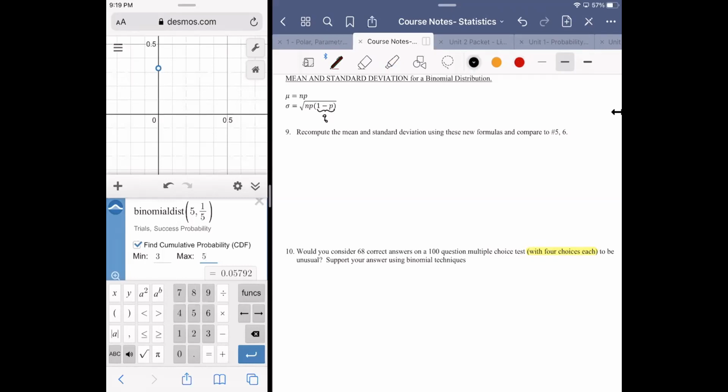So let's back it up. Mu equals NP. Sigma is equal to the square root of NPQ, or if you like, NP times 1 minus P. It means the same thing. So number of trials, N. Probability of success, with 4 choices, would be 1 out of 4.